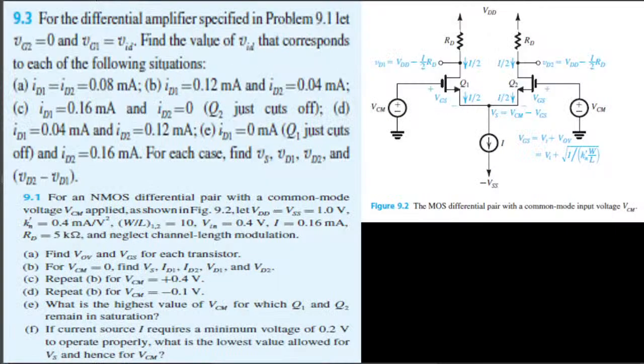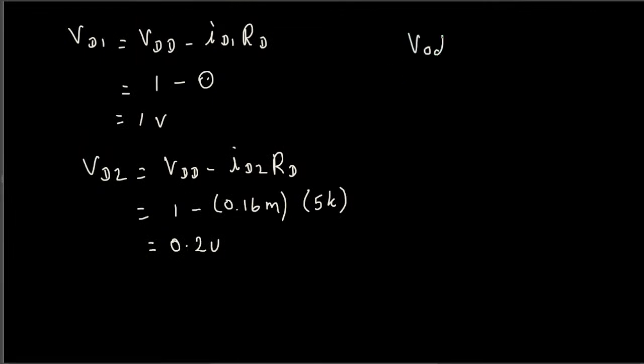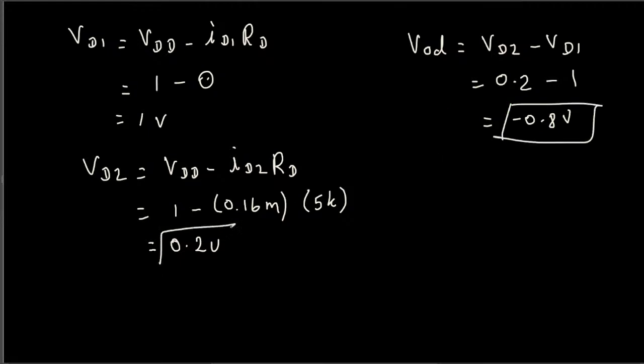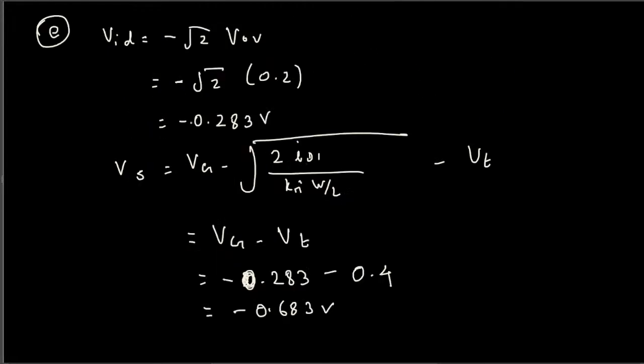Now lastly we have to find VD2 minus VD1, that is the output differential voltage. The output differential voltage is equivalent to VD2 minus VD1, and we have both of them available. VD2 is 0.2 and VD1 is 1 voltage, so we end up getting negative 0.8 voltage, and that's our output differential voltage. Okay, so we found all the values expected. We have VD1, VD2, VD2 minus VD1, and we solved for the input differential voltage, that's VID, and also we found Vs right here.